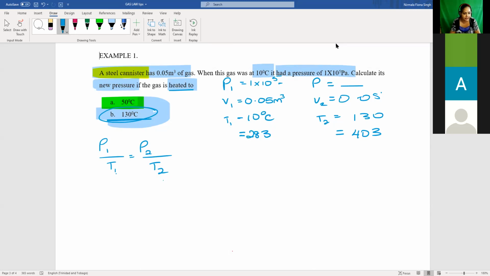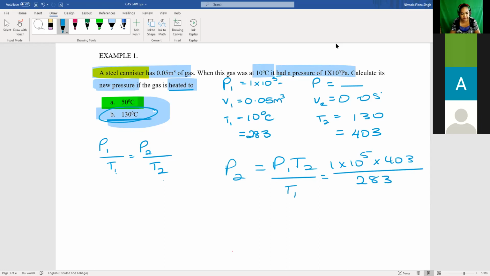I had used before P2 is equal to P1 T2 over T1. Plug in our values. P1 is equal to 1 by 10 to the 5, multiplied by T2, which is 403, divided by 283. And you're going to end up getting 1.42 by 10 to the 5 pascals. I hope those of you who tried it got it. You just have to multiply across in your calculator. Everybody okay with that, or do you want me to go through it again?